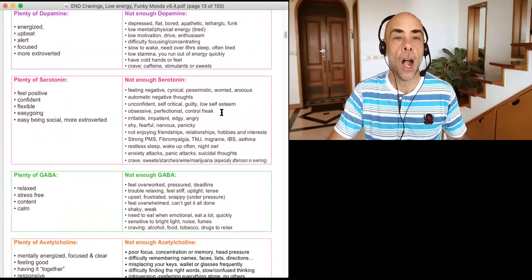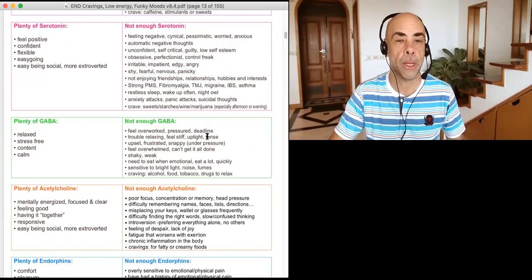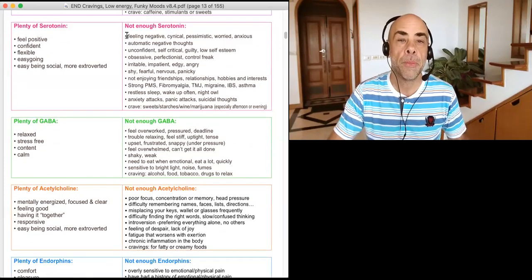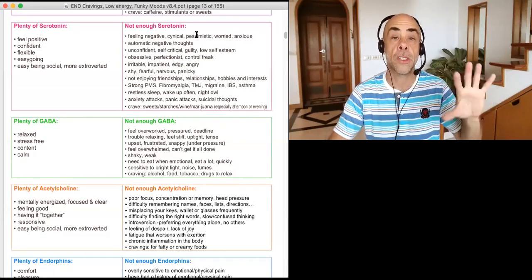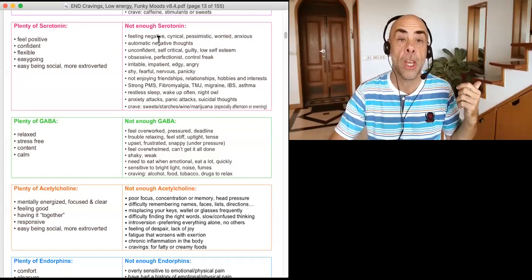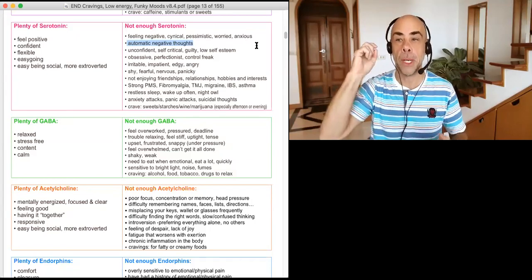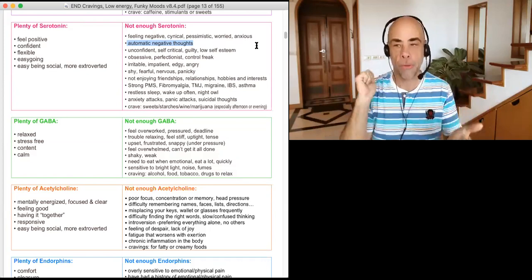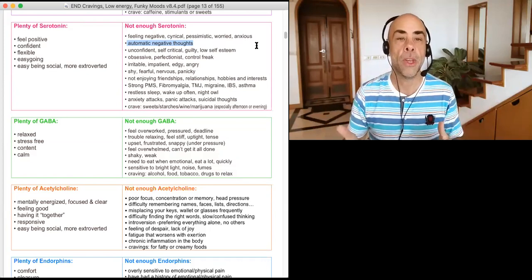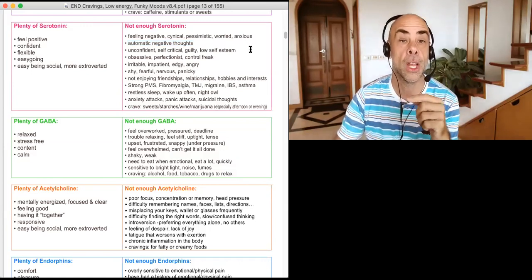Okay. So this one is actually probably the most common. The next two are the most common. Feeling negative, cynical, pessimistic, worried, or anxious is a sign of not having enough serotonin. Automatic negative thoughts. This one is a really strong indicator. If your brain just won't shut up and it keeps giving you stupid negative thoughts, like it judges everything, and you can't turn that off, that's often a really strong sign of low serotonin.